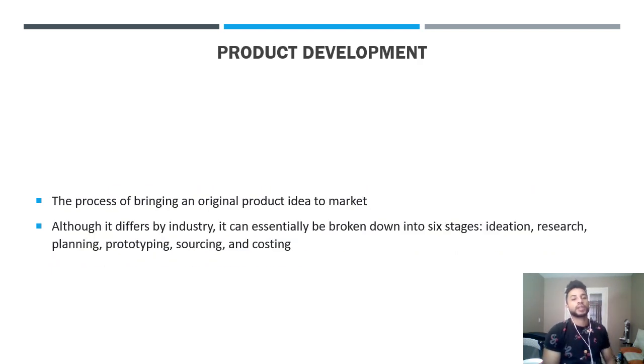Product development is a process of bringing an original product idea to market. So when you're doing product development is when you're making a new product, right? It can be broken down to 6 stages: ideation, research, planning, prototyping, sourcing, and costing. Okay, so that's product development.